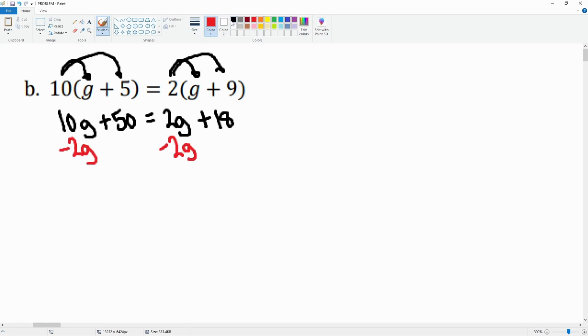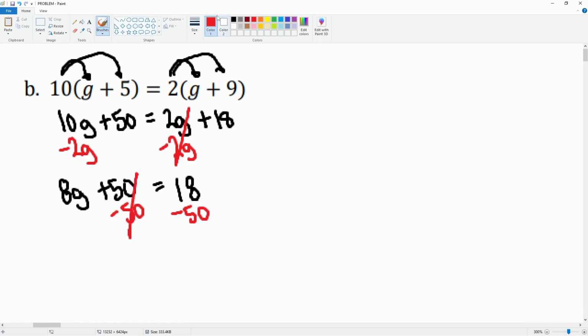So we're going to subtract 2g to both sides. The 2g minus 2g on the right hand side cancels, leaving you just an 18 on the right hand side. On the left hand side, it is 8g plus 50. Right? Now we want to subtract 50 to both sides because now we want the constants on the other side. The 50 minus 50 on the left cancels, leaving you with just an 8g equals 18 minus 50. That gets you a negative 32.